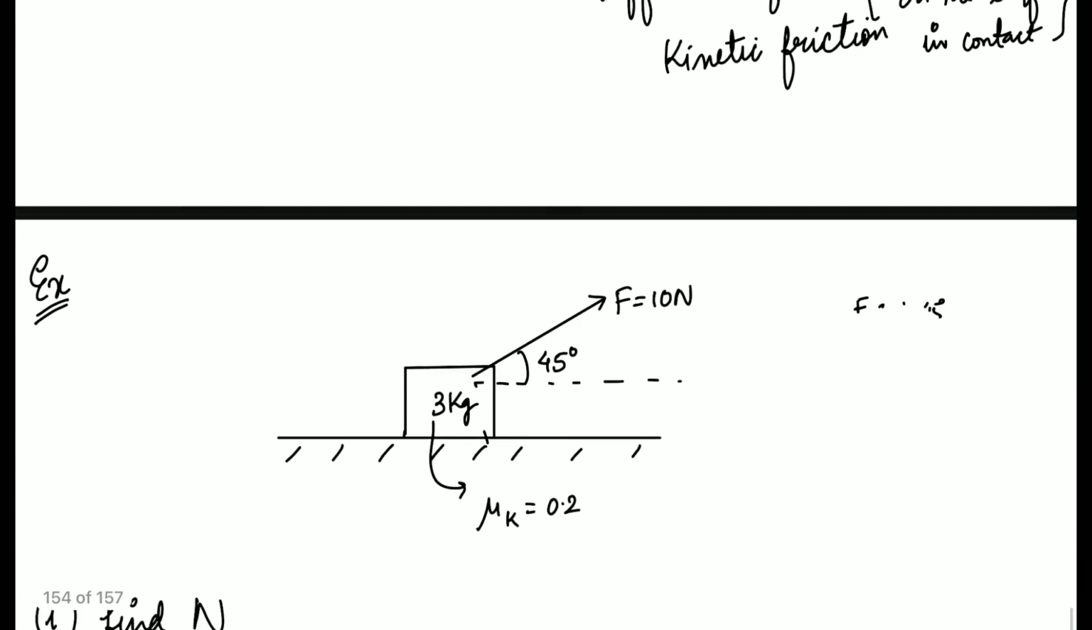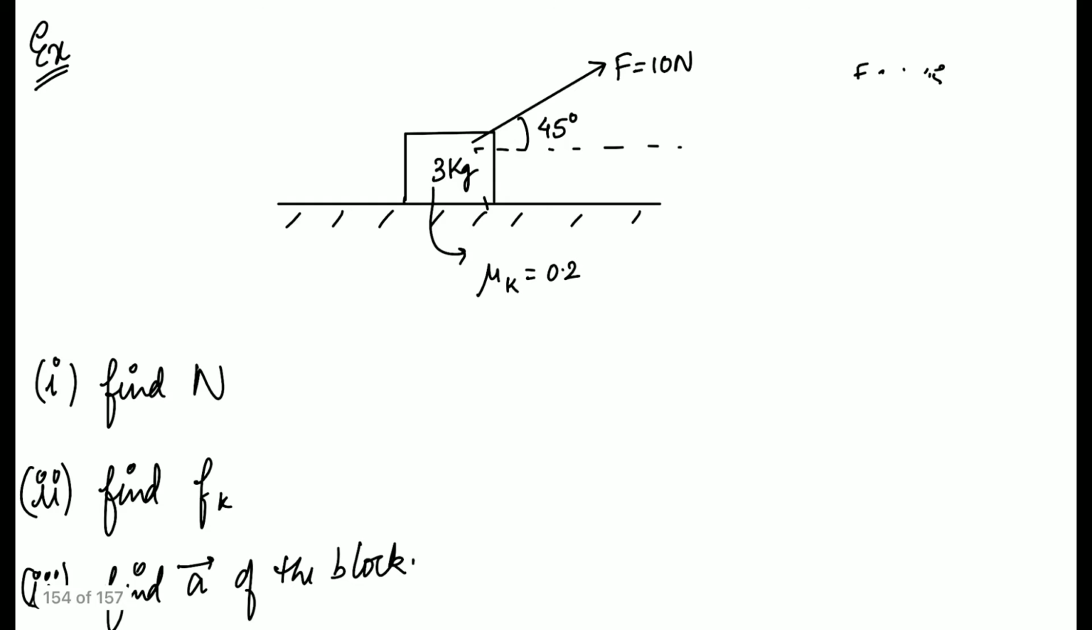We'll try to make it more understandable with this simple example. The question is that I have a block of 3 kg mass which is kept on a surface. The surface has friction. The coefficient of kinetic friction for the surface, mu k, is given as 0.2. There is a force applied at a particular angle. It is making an angle of 45 degrees with the horizontal. The force is 10 Newton.